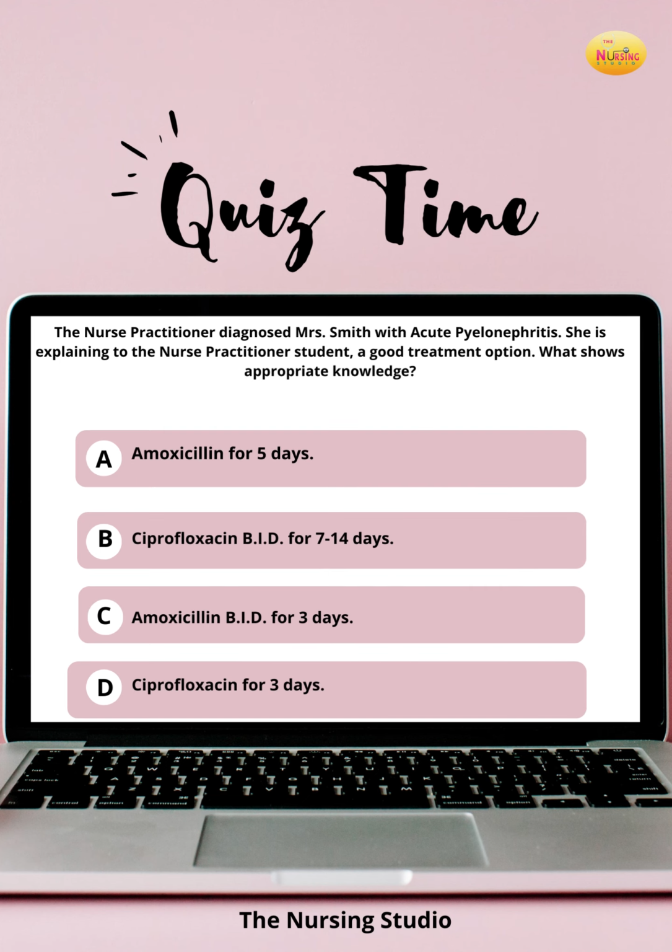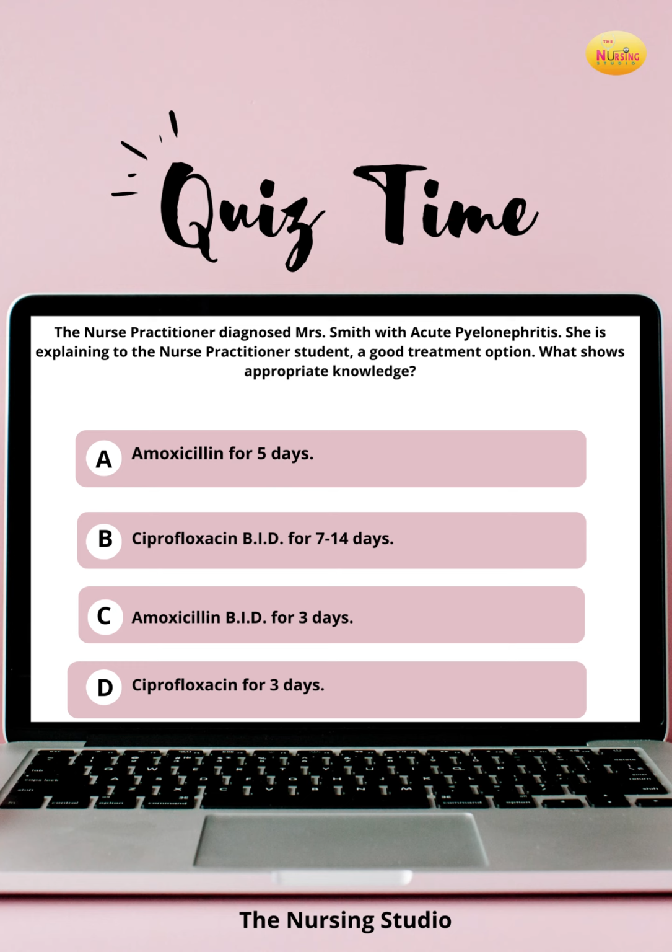All right, question number 2. The nurse practitioner diagnosed Mr. Smith with acute pyelonephritis. She is explaining to the nurse practitioner student good treatment options. What shows appropriate knowledge? Is it A, amoxicillin for 5 days, B, Cipro BID for 7 to 14 days, C, amoxicillin BID for 3 days, or D, Cipro for 3 days? Tell me what you think in the comments.